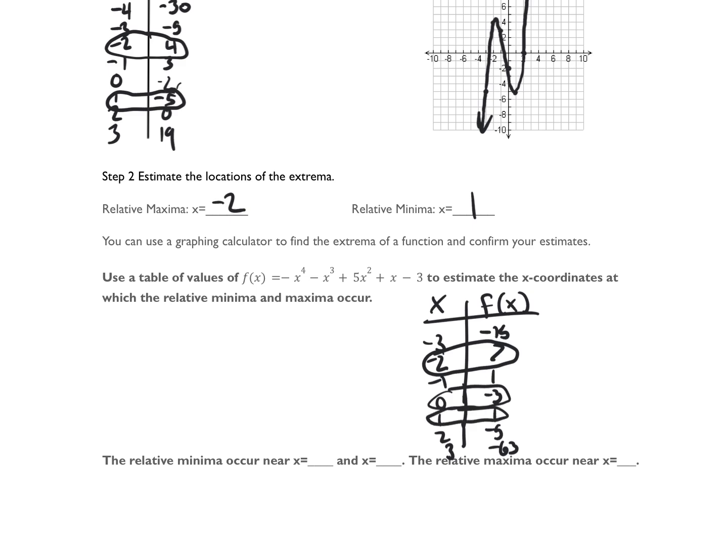So we actually have 3 turnaround points. This is a 4th degree function, so we can have 3 turnaround points. And I actually made a mistake here. This should be the relative maxima, and this should be the relative minima.